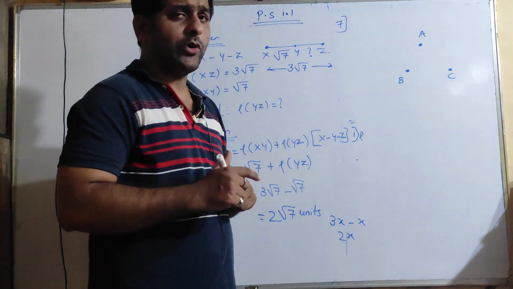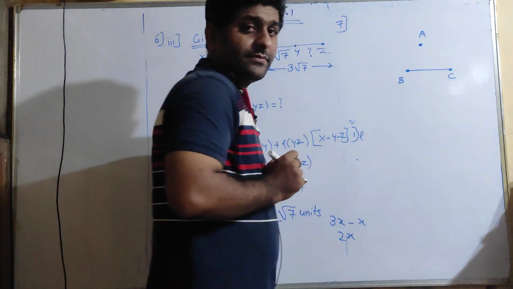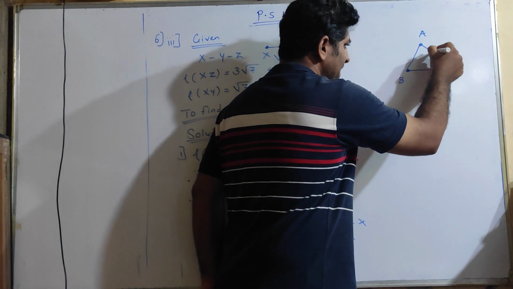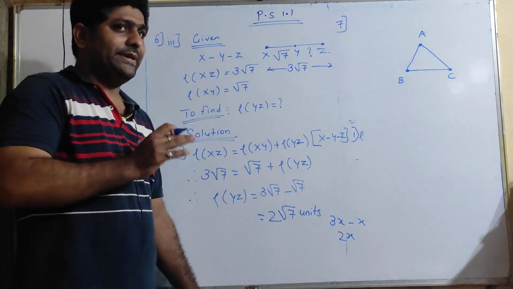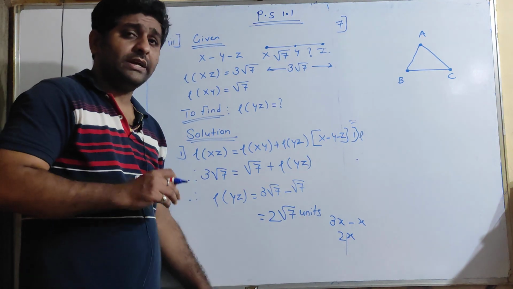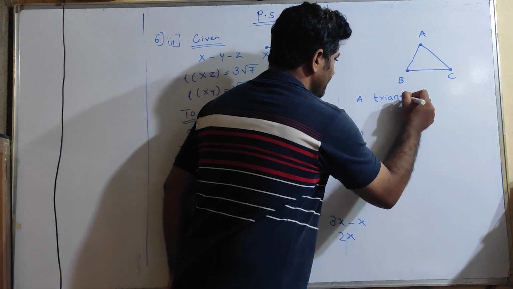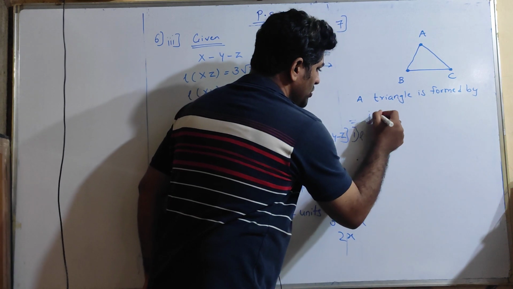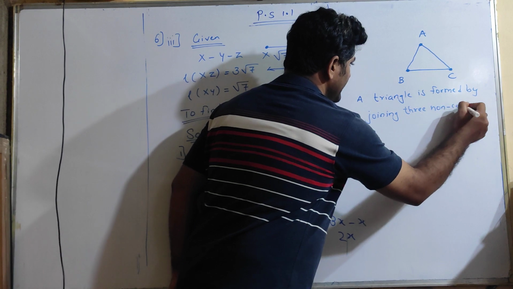Now the question is, they have asked you very clearly, which figure is formed by joining these points. So let's join these points now. Suppose first I am joining BC, correct? Then I am joining AB, and then I am joining AC. So what type of figure is formed? Obviously students, when we join 3 non-collinear points, the figure formed is a triangle. So we are going to write: a triangle is formed by joining 3 non-collinear points.